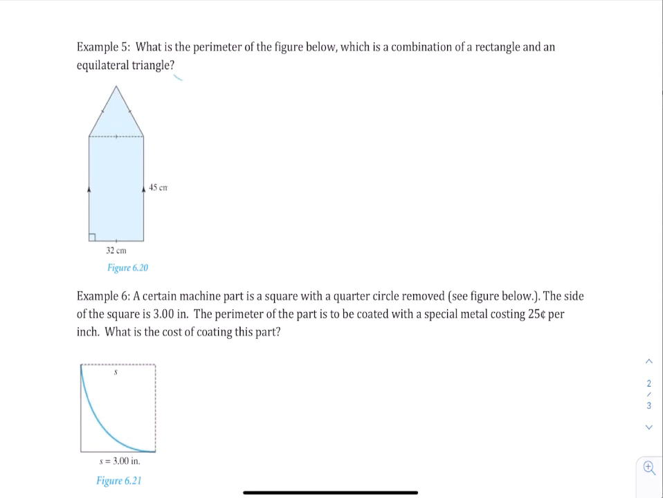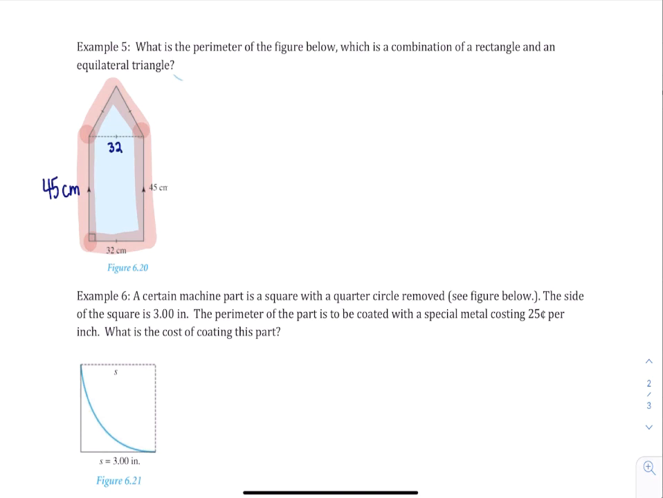When dealing with combined objects, we need to make sure that when we're describing the perimeter, we're describing the distance around the shape itself. So this combined figure is just what I've highlighted. On a rectangle, opposite sides are the same. And up at the top, we have an equilateral triangle.